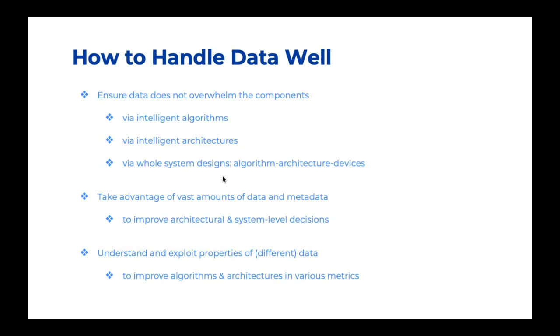Via intelligent algorithms. So this is about artificial intelligence, machine learning, and programmers. And also we need an intelligent architecture. So we need intelligent hardware, intelligent computation devices, to ensure they are not overwhelmed by their components. So we create a system. The intelligent algorithms and intelligent architecture should be compatible, so we should create a whole system design that covers both algorithm and architecture.